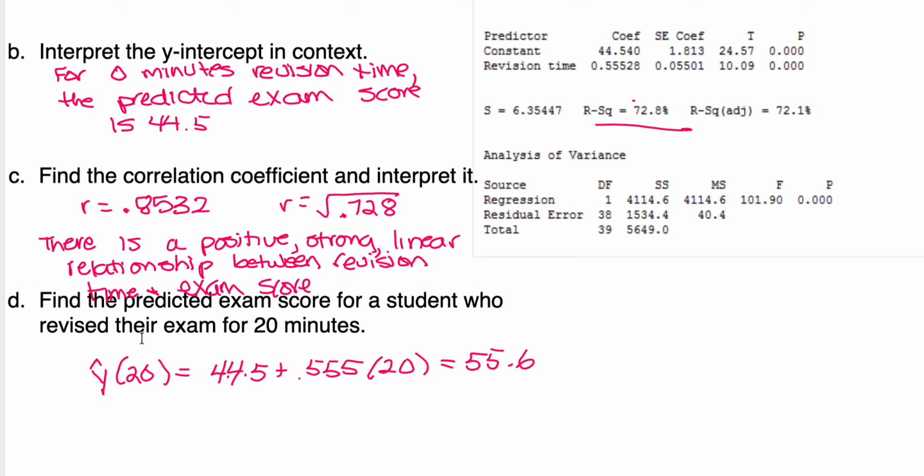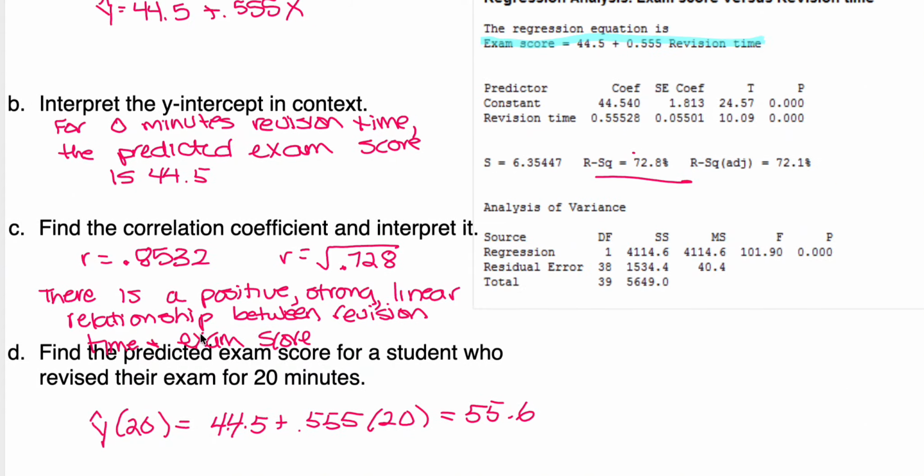Part D, find the predicted exam score for a student who revised for 20 minutes. So in this question, what you can simply do is put the 20 into the x value, right? Replace x with 20 and find the value in your calculator. Simple as it is, right?